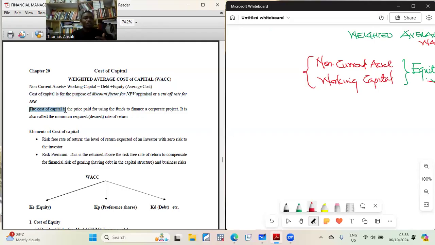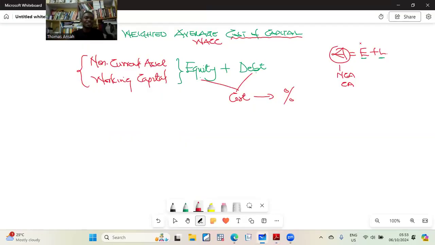But the cost of capital too is the price that is paid for using funds to finance your corporate project. So how much it is going to cost you to get the fund to finance your project. That is basically it. How much is it going to cost us?